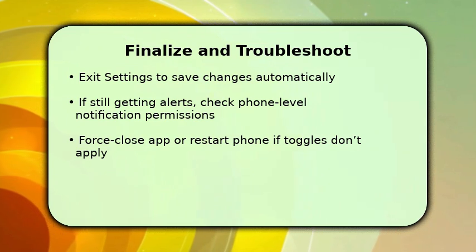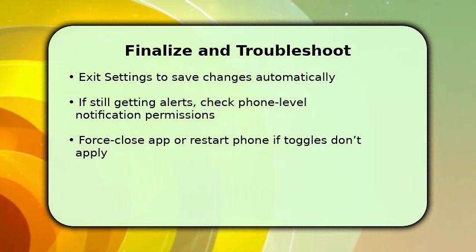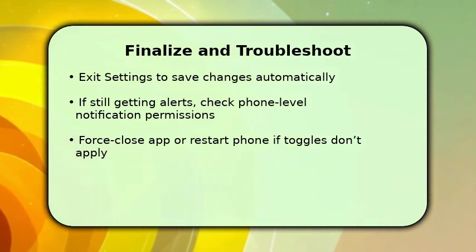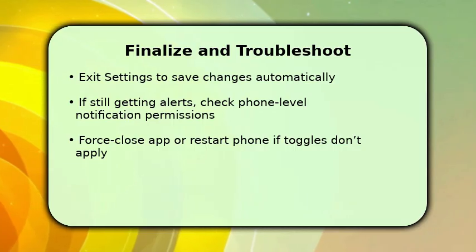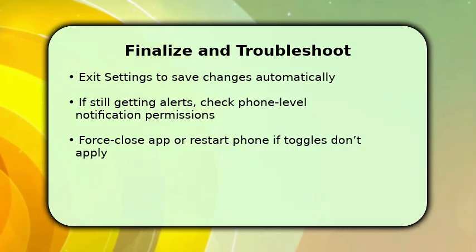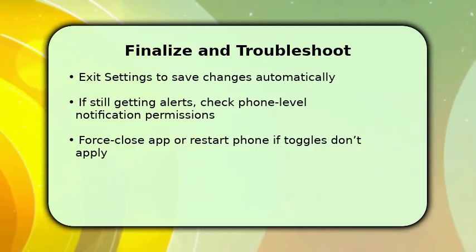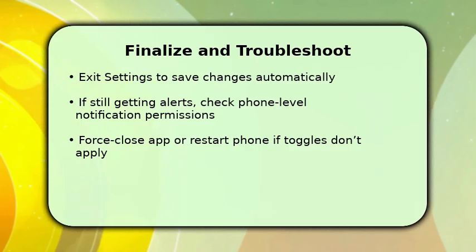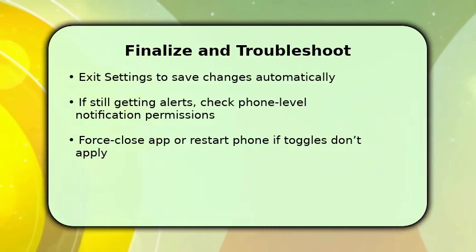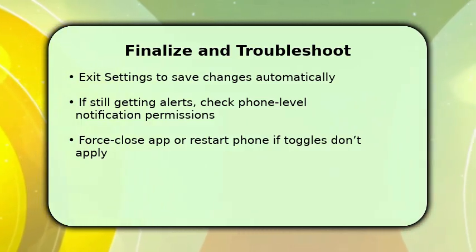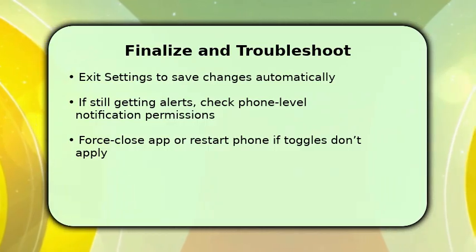If you still receive notifications, make sure your phone's system-level notification permissions allow Snapchat to deliver alerts. Adjust those in your device settings. If toggles appear ignored, force close the app or restart your phone to refresh permissions and sync. That usually resolves stuck states and ensures your new preferences take effect immediately.